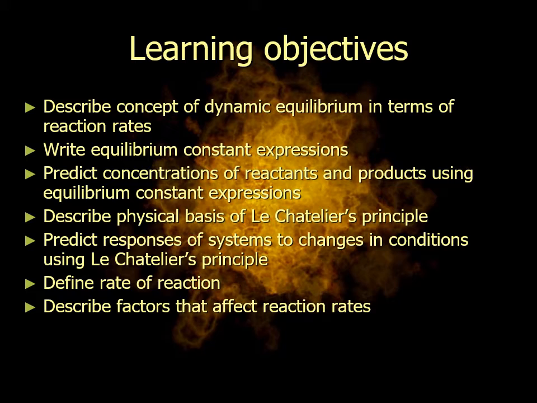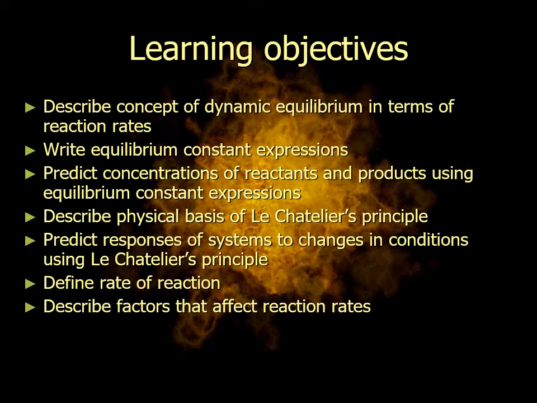So our list of learning objectives will talk about the concept of dynamic equilibrium, and we can address that using rates of reaction, both forward and reverse. Then we'll learn how to write an equilibrium constant expression, and then use those expressions to predict concentrations of reactants and products. Moving on, we're going to apply Le Chatelier's famous principle that allows us to predict what's going to happen to a system that's at equilibrium when you do something to upset it.